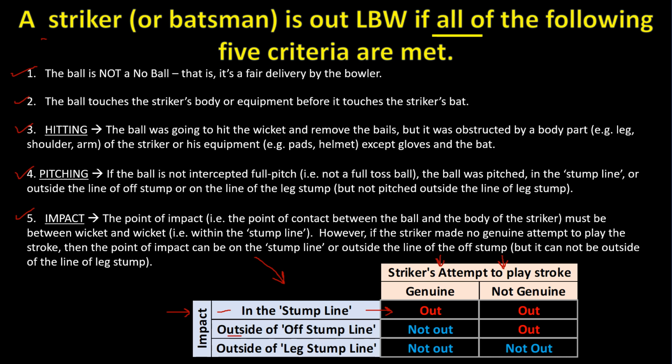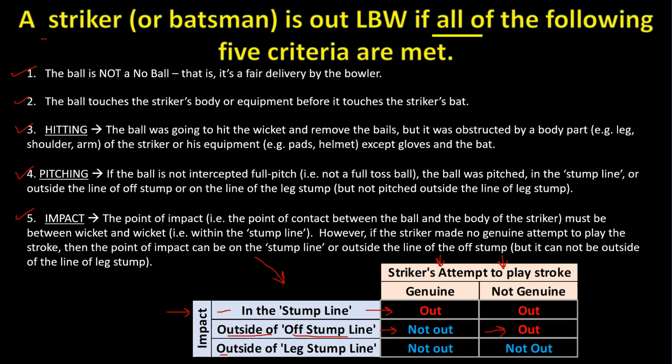The second row: if the impact is outside of the off stump line, then if the attempt to play the stroke is genuine, the batsman cannot be called out LBW, that is, he will be not out. But if the attempt to play the stroke is not genuine, then the batsman can be called out LBW.